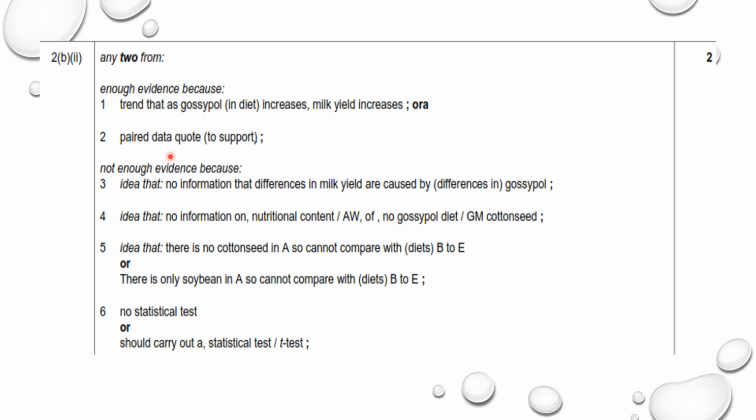That's evaluation. Okay, remember we're dealing with higher order thinking skills. So now these are the evidence that support the hypothesis, but these are the ones that either give no information that differentiates that differences in milk yield are caused by differences in gossypol. You can see no information on nutritional content. There's no cottonseed. Okay, so A cannot be compared. Can't use A. So there's no statistical test on this.